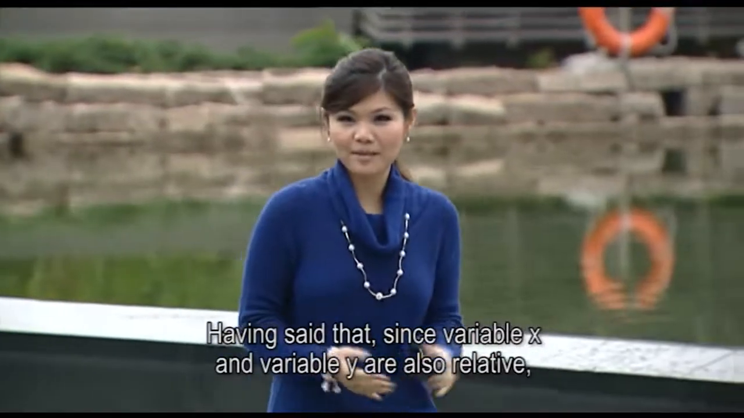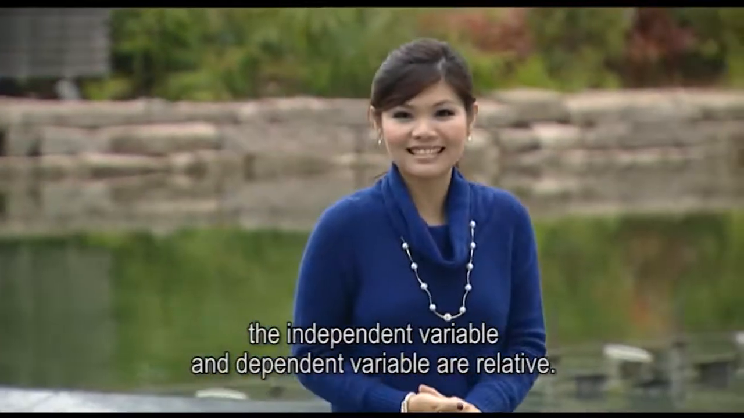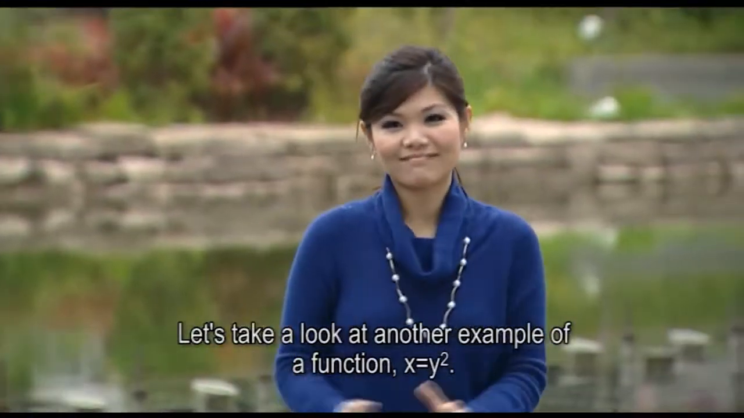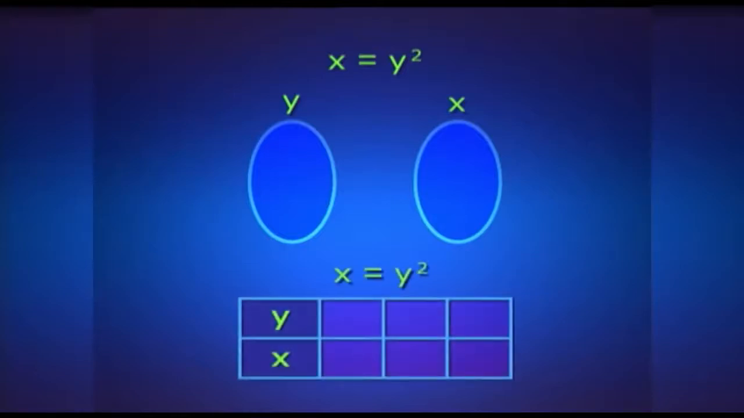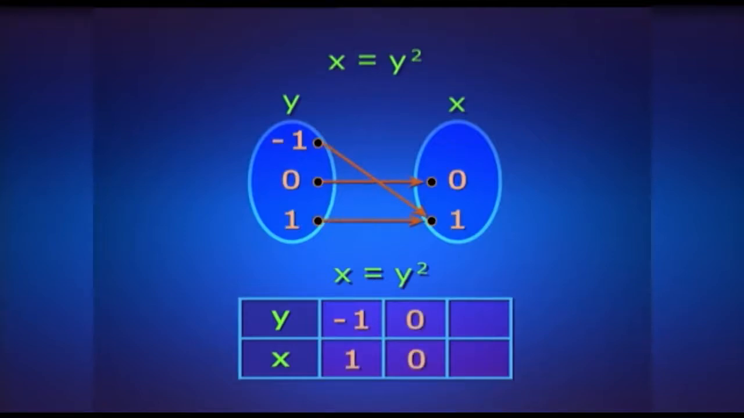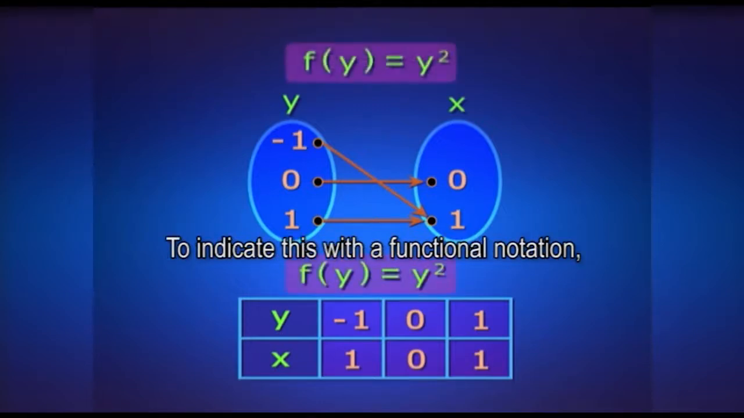Having said that, since variable x and variable y are also relative, the independent variable and the dependent variable are relative. Let's take a look at another example of function, x equals to y squared. A mapping is used to represent the relationship between y and x in x equals to y squared. We can clearly see that for each value of the independent variable y, there is exactly one corresponding value of the dependent variable x. For example, y is -1. There will be only one corresponding value, and that is x equals to 1. In this example, x is the function of y. To indicate this with a functional notation, it is like this.